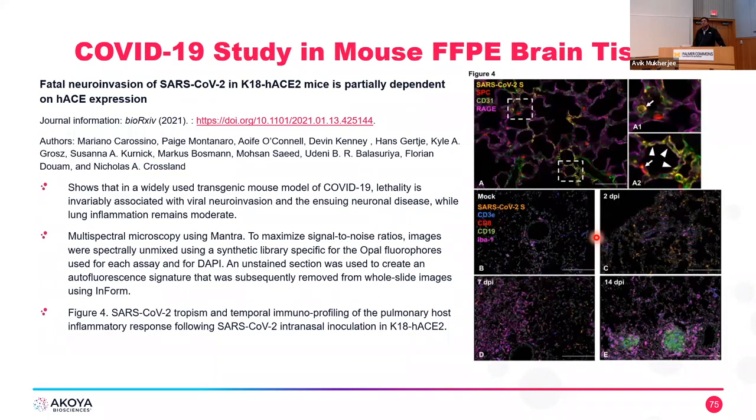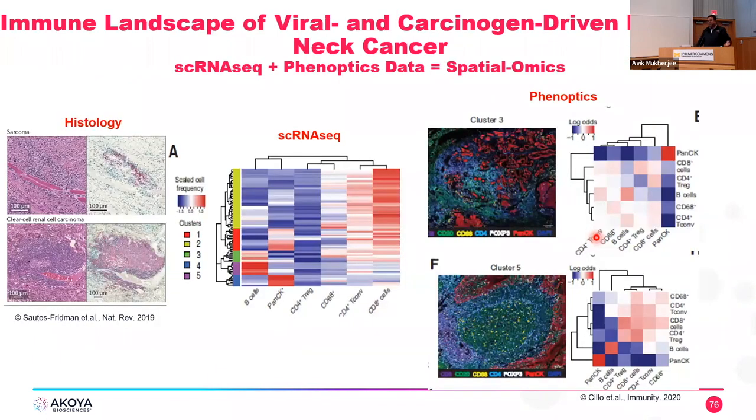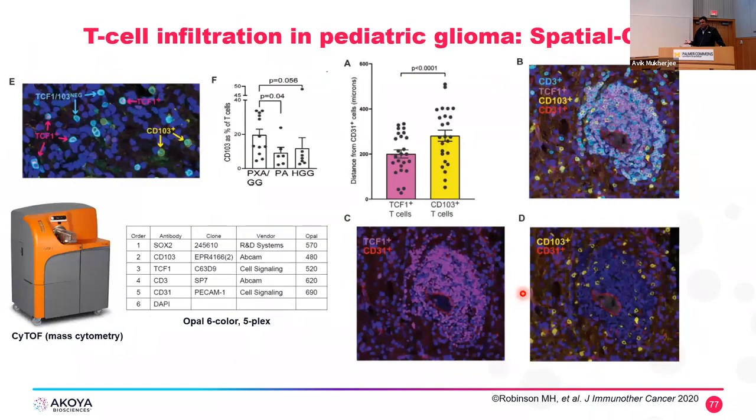And people have done multi-omics in a way that they have done single-cell RNA-seq, and then they looked at our PhenoImager HT and tried to see whether those cells are associating. People have used mass cytometry in pediatric glioma and the PhenoImager HT in parallel to see the 3 different types of T cells and where they are located in the tissue.